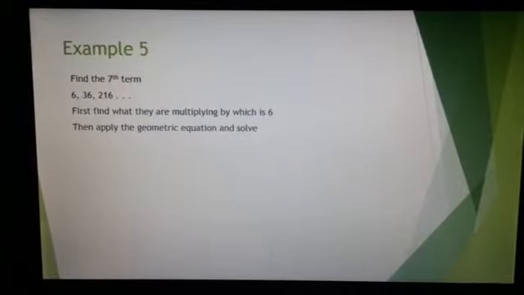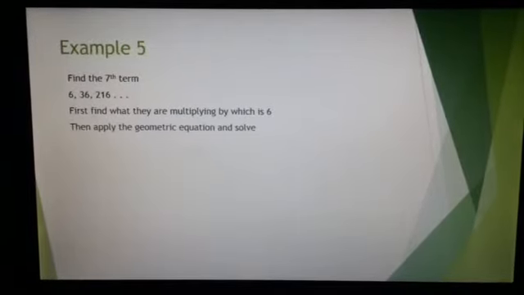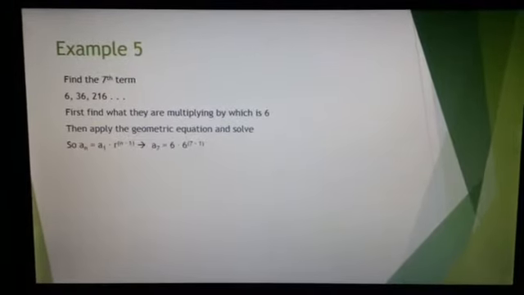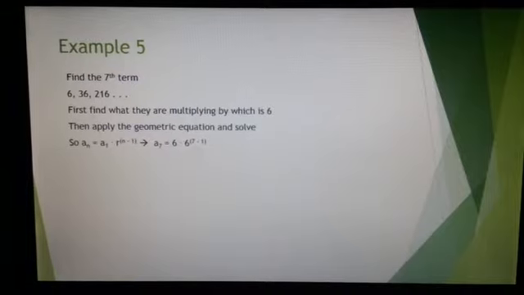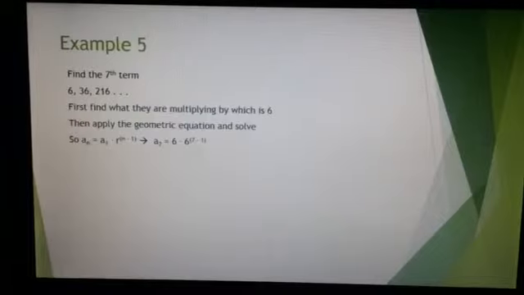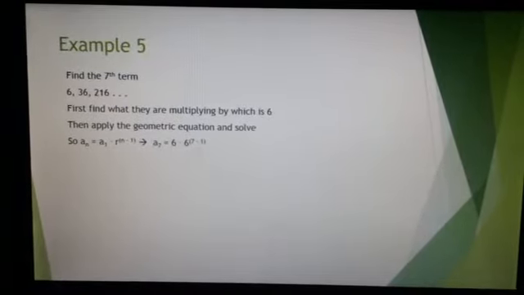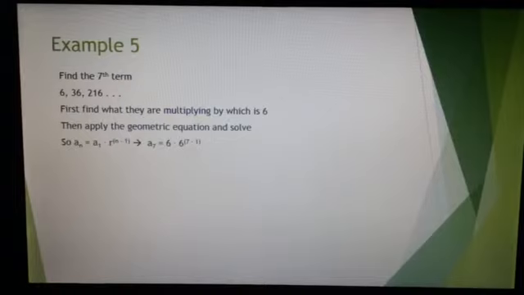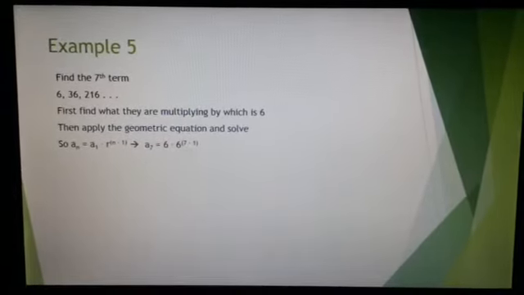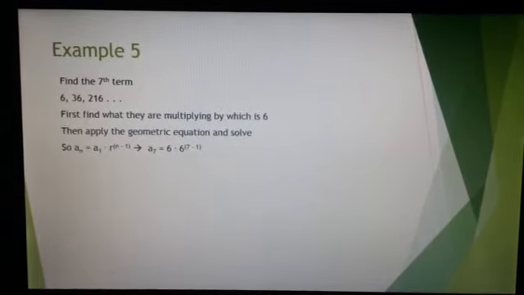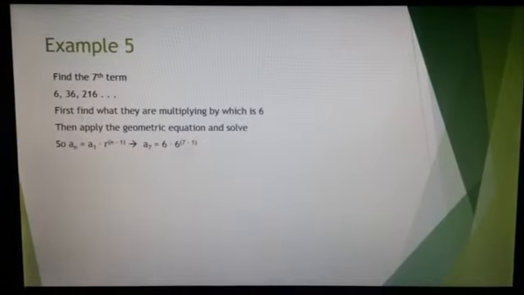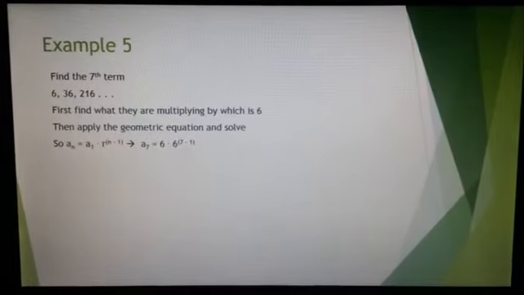Multiplying by 6 is pretty easy, but then you would have to apply the geometric equation and solve, and that's where it gets kind of tricky. So you would go from the equation that you're given, which is a_n equals a_1 times r to the n minus 1, and you would plug in all of the necessary and known information. So a_7, so you'd plug in the term that you want to know, which is 7, equals 6 because that's the first term, times 6 because that's what you're multiplying by, and then to the 7 minus 1 power.